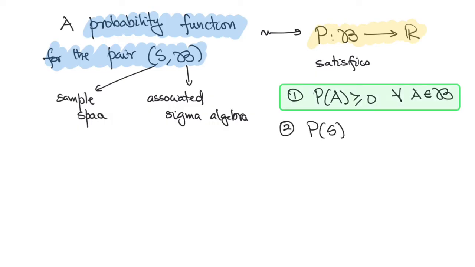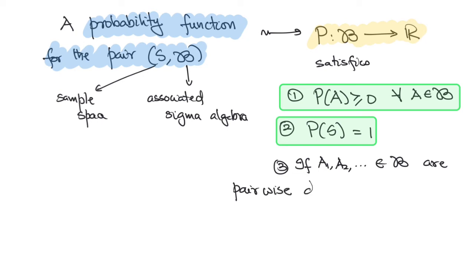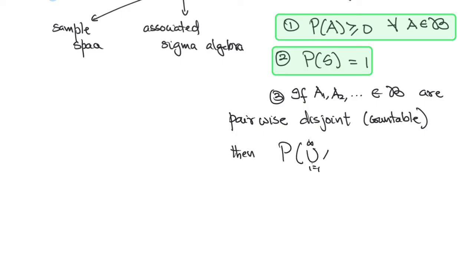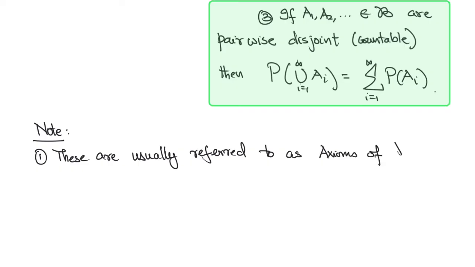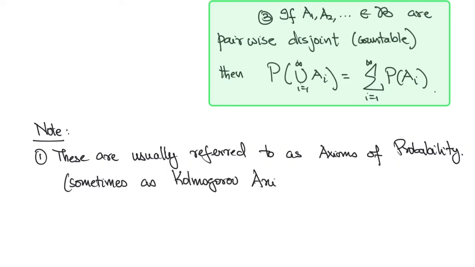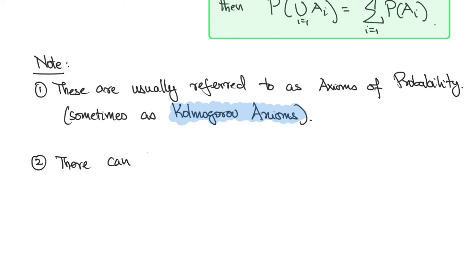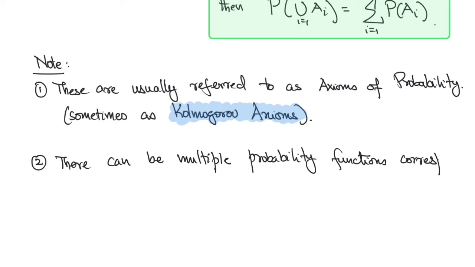that the probability of every event is going to be greater than or equal to 0, the probability of the entire sample space is going to be 1, and if we have a countable collection of sets inside the sigma algebra that are pairwise disjoint, the probability of the union is going to be the sum of the probabilities of A_i. Note that these three conditions are sometimes called the axioms of probability and also referred to as the Kolmogorov axioms. Also, there can be multiple probability functions corresponding to a fixed pair of sample space S and an associated sigma algebra B.